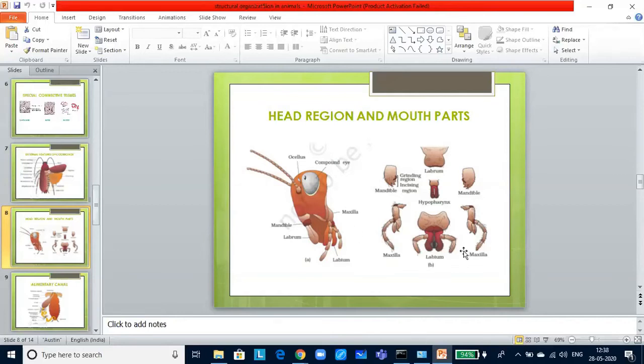So this diagram is very important. That's why I have projected it as a slide for you. Please note all these things, which is hypopharynx, labrum, mandible, maxilla, labium, and all these things, they might ask you for identification.